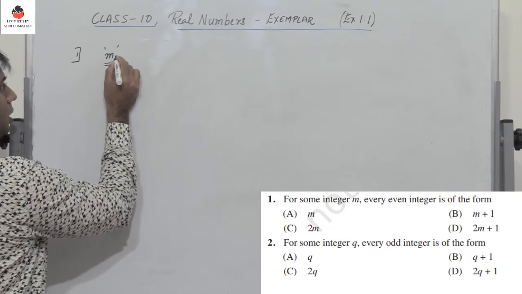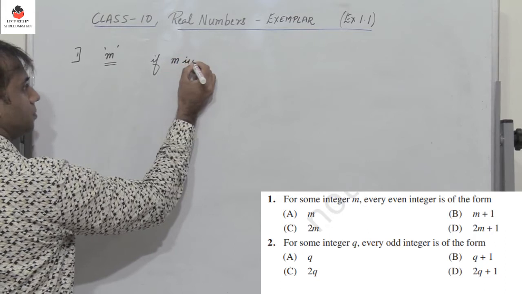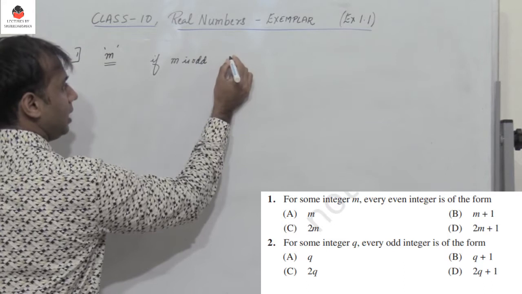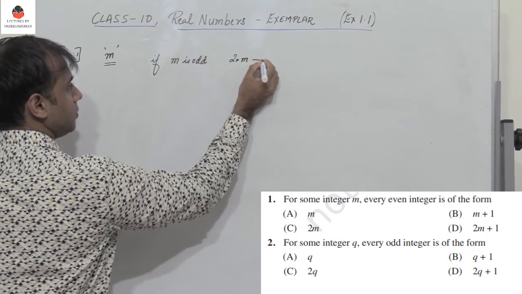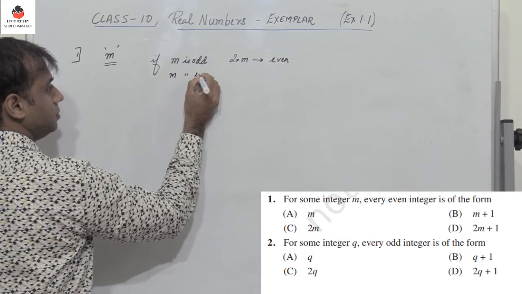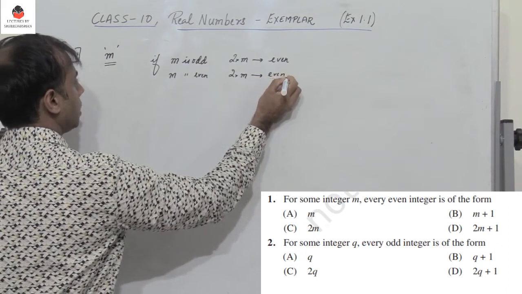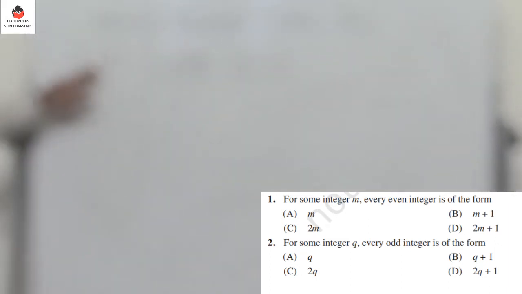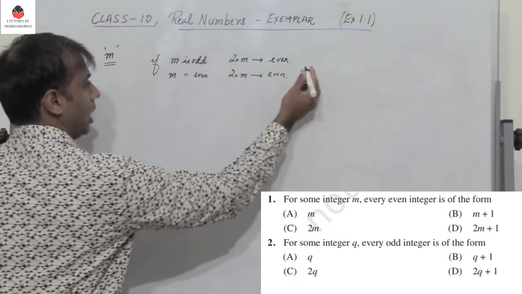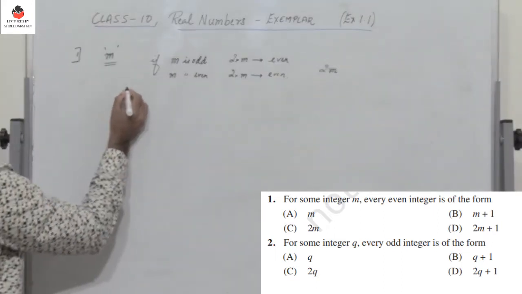Now you have a number, an integer m. If the integer m is odd, then if I multiply 2 with m, it becomes even. And if m is even, 2 into m will also be even. So if I have an integer m, then every even integer will be of the form 2m. So therefore the right option is C.